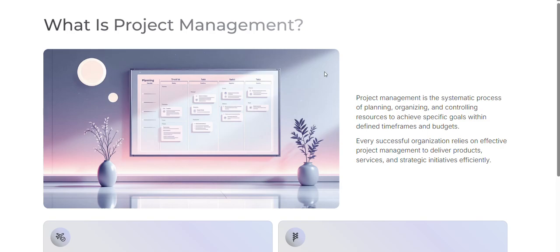What is project management? The basic question. So project management is a systematic process where it involves various steps like planning, organization, controlling the budget, resources, and then you have to achieve a specific goal within the defined time frame and budget. We have another tool as well to manage each and every task within the timeline. So every successful organization relies on effective project management to deliver the products, services, and strategic initiatives efficiently.